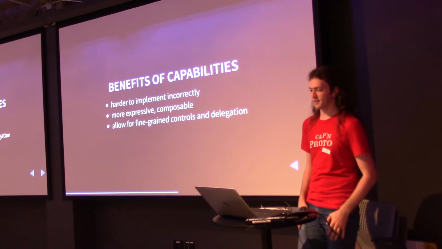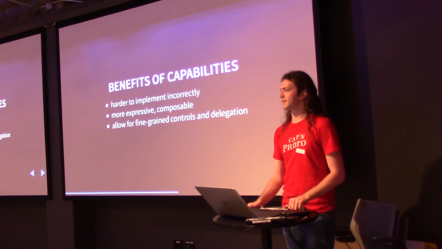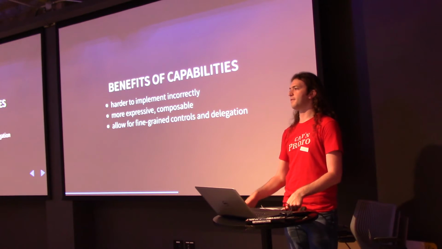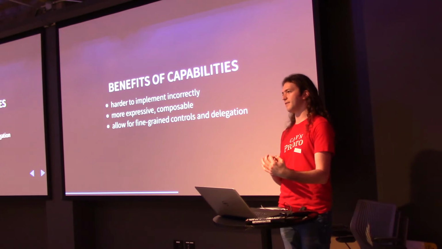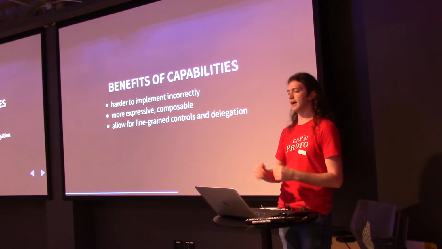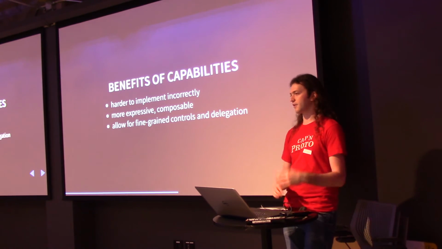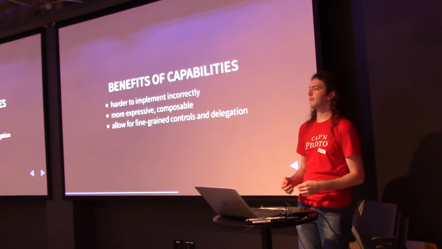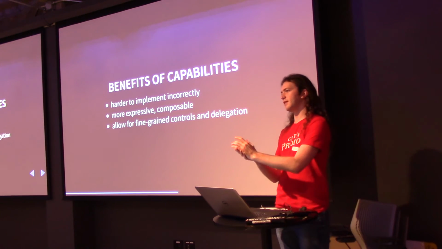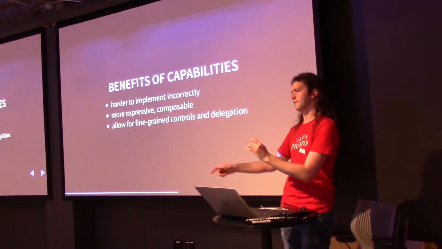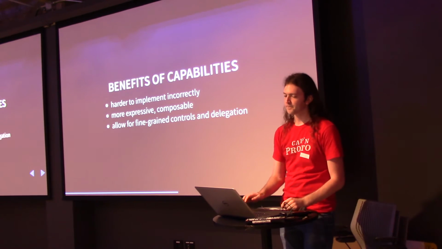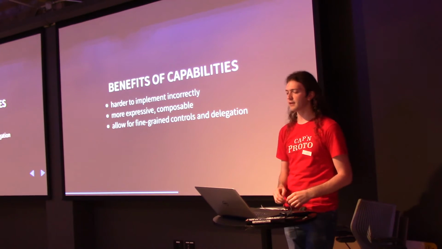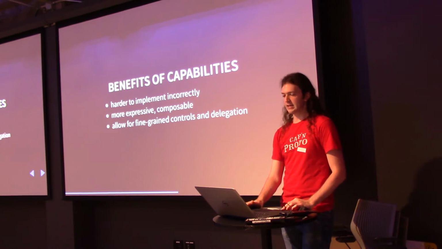So capabilities are great. They are harder to implement incorrectly because you have to have thought about access controls and who has access to what and what gives them that power up front. They're more expressive, they compose well. If I have a capability to a folder, I could create a new capability to a single file in that folder, perhaps, and pass just that one. And they allow for fine-grained controls and delegation.